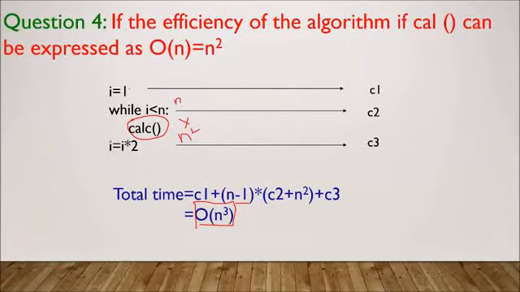Suppose i is 0. In that case, this loop will be executed n times, otherwise it will be executed n minus 1 times.